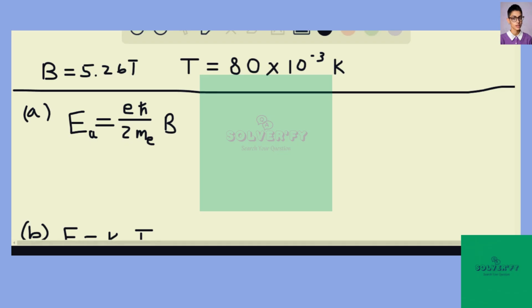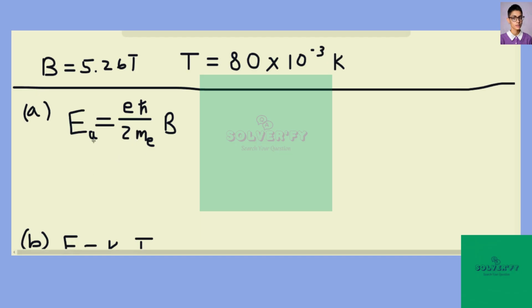Our magnetic field, B, is 5.26 Tesla, and the temperature of the black body, T, is 80 millikelvin, which I convert into Kelvin. So for part A, it says to evaluate the size of the quantum jump in the electron's energy. So the energy of the quantization, which we're calling E sub A here because it's for part A, is equal to the charge of the electron times Planck's constant, h bar, divided by 2 times the mass of the electron times the magnetic field, B.